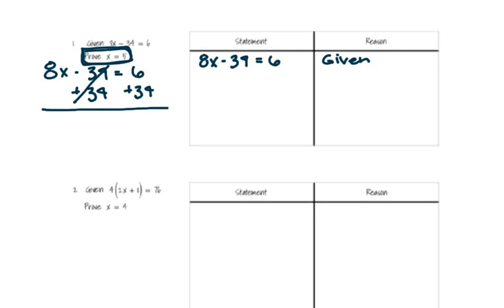That cancels, ends up being 0. 6 plus 34, that's 40, equals 8x. Okay? So we end up here with a statement, 8x equals 40. Well, how did we get from this one to this one? What did we do? Well, we added.